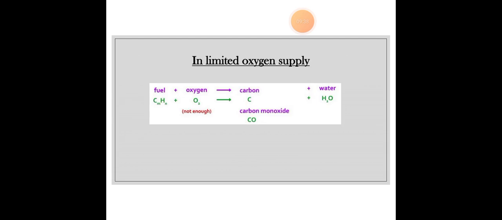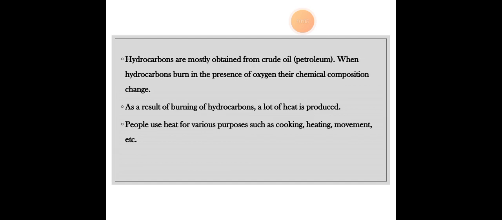Let me tell you what incomplete combustion is. Incomplete combustion occurs when fuel doesn't burn fully due to insufficient oxygen, resulting in the production of harmful byproducts like carbon monoxide, soot, and unburned fuel. This contrasts with complete combustion, which produces only carbon dioxide and water. Then we have hydrocarbons.